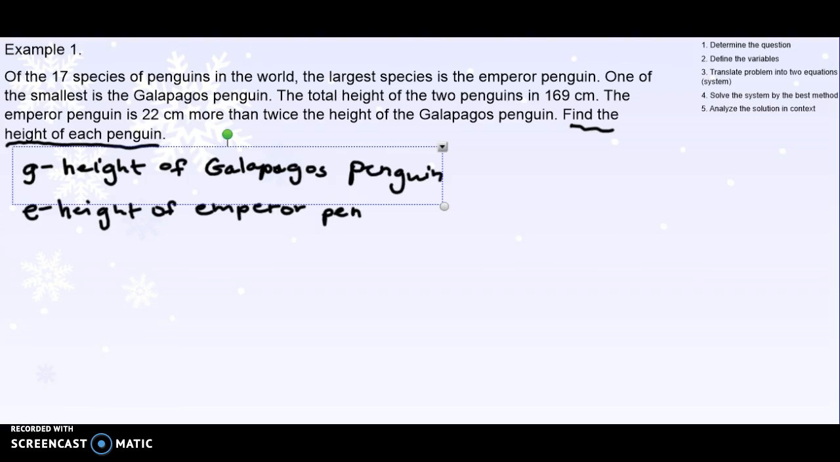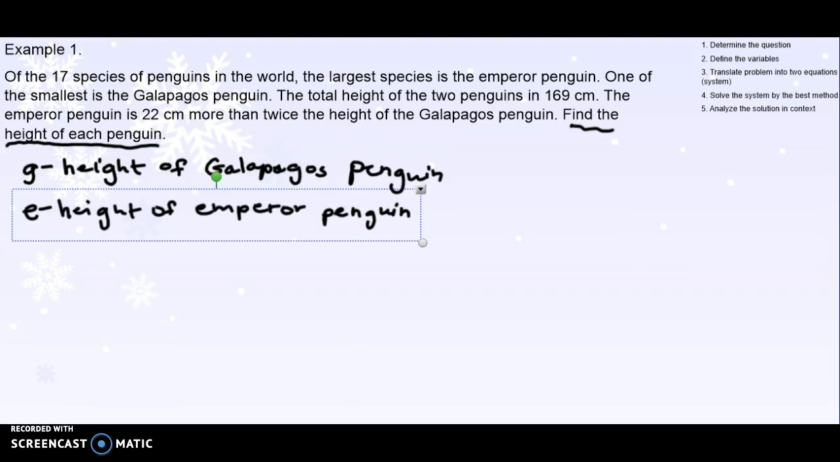So the reason why I'm being so specific rather than just saying Galapagos penguin and emperor penguin is because I don't know what that says. If we just said G was Galapagos penguin, it could be the number of Galapagos penguins. It could be numerous things. So we want to be super specific when we make our variables. So step 3 says to translate the problem into 2 equations, or the system. So we first need to figure out what those 2 equations are going to be.